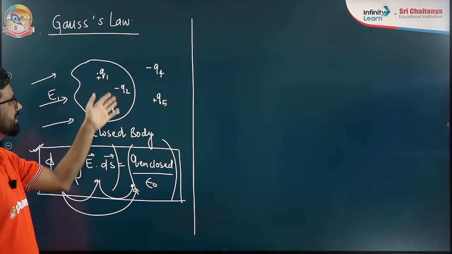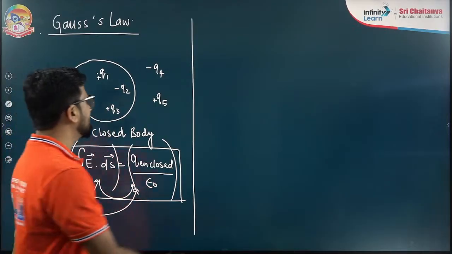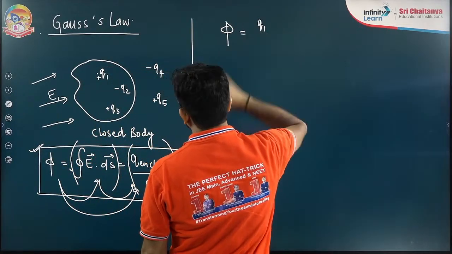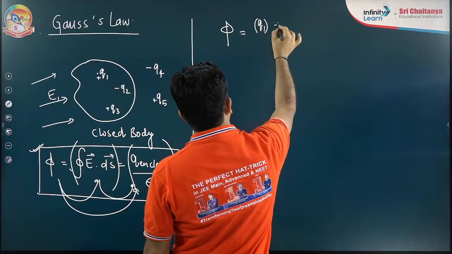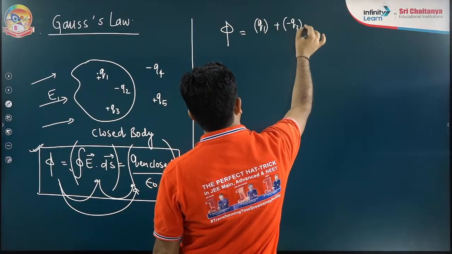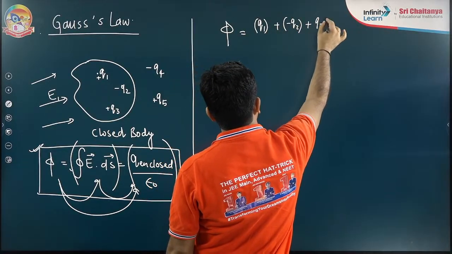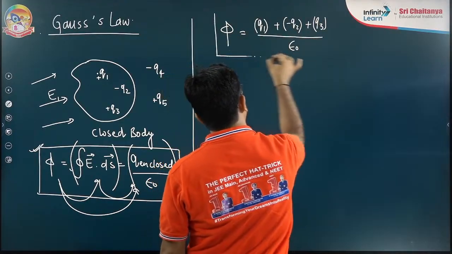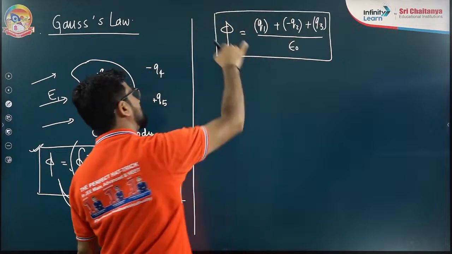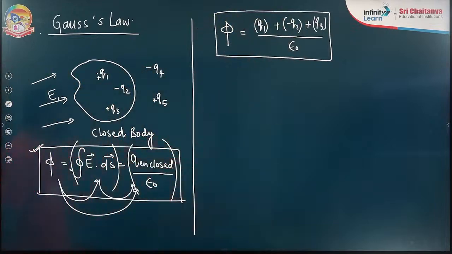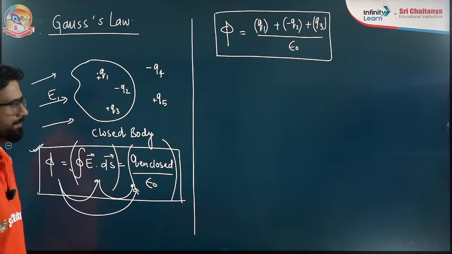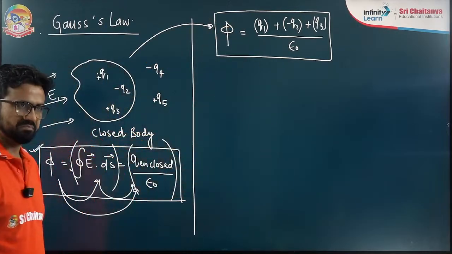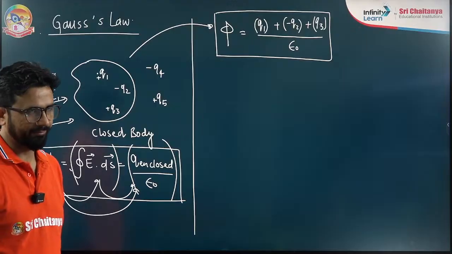Suppose I want to write here what is the flux. So you will say, sir, here flux is equal to, very simple, this is Q1, plus minus of Q2, plus due to Q3, these enclosed charges divided by epsilon naught. This is the flux that we can calculate. This is the very basic thing. So for this diagram, this is the flux, we can write it. It is very basic.